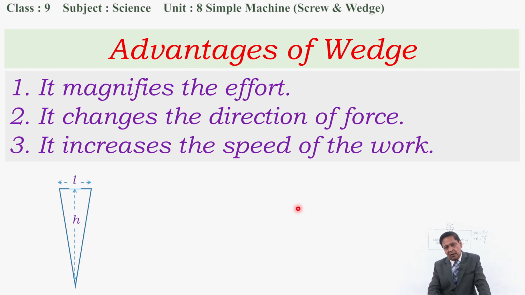Now looking at this diagram, we are clear that height is greater than thickness. Height is taken as effort distance and thickness is taken as load distance. That's why effort distance is always greater than load distance. If effort distance is greater than load distance in any simple machine, then that simple machine magnifies the effort. It means wedge magnifies the effort. This advantage can be taken by wedge.